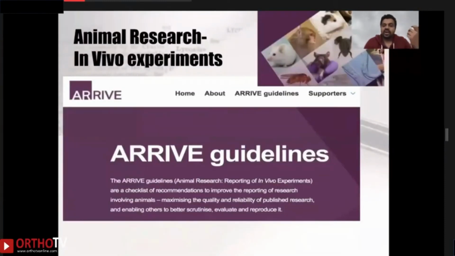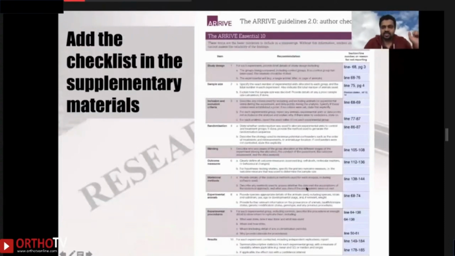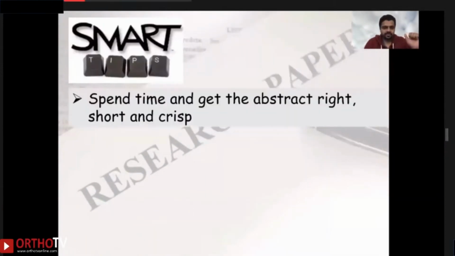And for animal research, they have the ARRIVE guidelines, that is, Animal Research: Reporting of In Vivo Experiments. Again, a checklist is there. For example, for one of our papers that we uploaded, we wrote down line numbers showing where to look for each item. This shows that you have followed a guideline, and it gives a good impression.